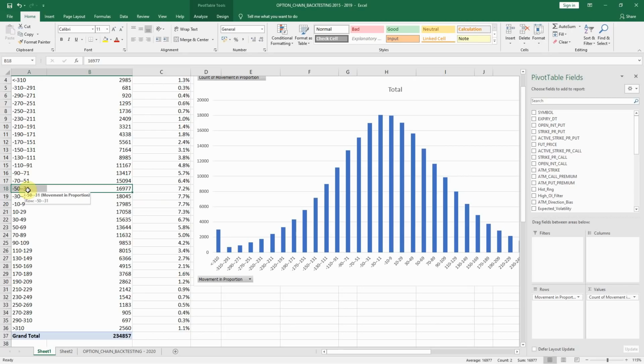I said at the money call premium, at the money put premium. Let's say if it is 100 rupees, market settled below 50 rupees. Market settled below 50 rupees. I hope you managed to understand it, right?